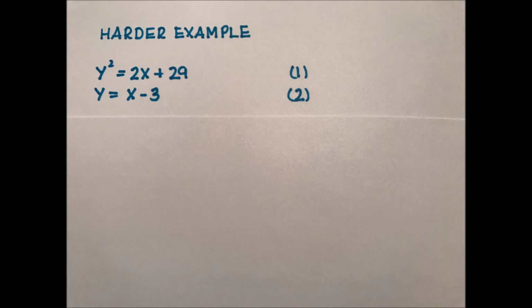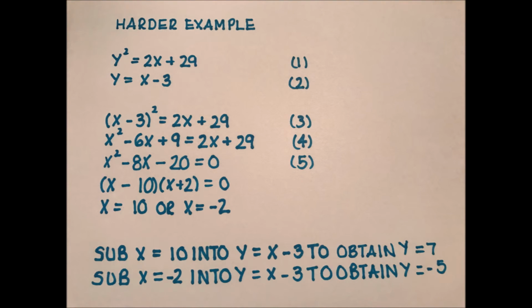Firstly, we start by identifying which one of the equations is nicer, so to speak. Clearly, y equal to x minus 3 is a simpler equation. Therefore, we substitute that equation into the first equation to obtain (x minus 3) all squared is equal to 2x plus 29. We expand the bracket to get x squared minus 6x plus 9 is equal to 2x plus 29.